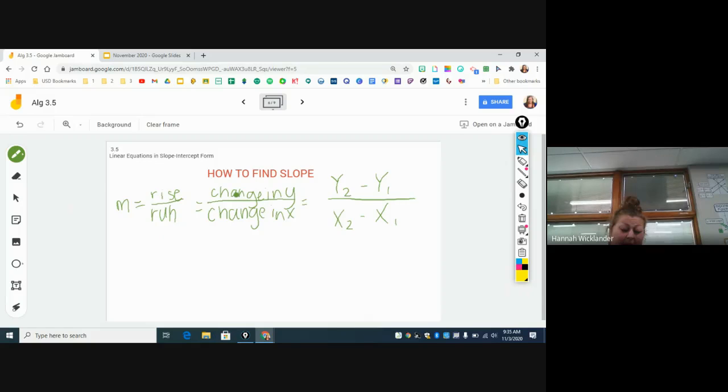I'm assuming you guys have probably heard of this before and done it in algebra. If not, here's a good review. So in our slope-intercept form of y equals mx plus b, m will be a number and it will be our slope. If you're given a graph, you can find slope using rise over run. If you're given numbers, you can use the formula here to find slope by using y2 minus y1 divided by x2 minus x1.